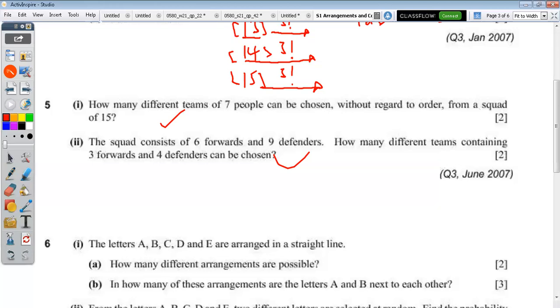The squad consists of 6 forwards and 9 defenders. How many teams containing 3 forwards and 4 defenders can be chosen?